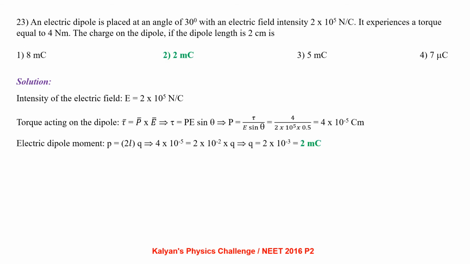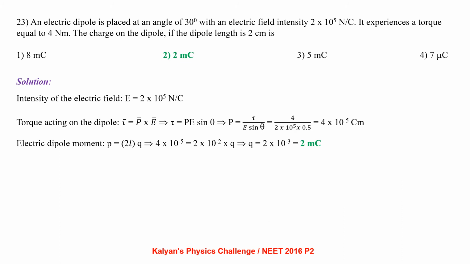An electric dipole is placed at an angle of 30 degrees with an electric field of intensity 2 × 10^5 Newton per Coulomb. It experiences a torque equal to 4 Newton meter. The charge on the dipole, if the dipole length is 2 centimeters, is.